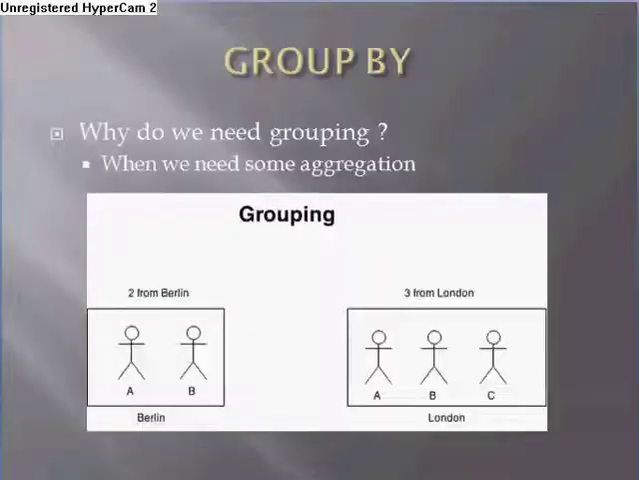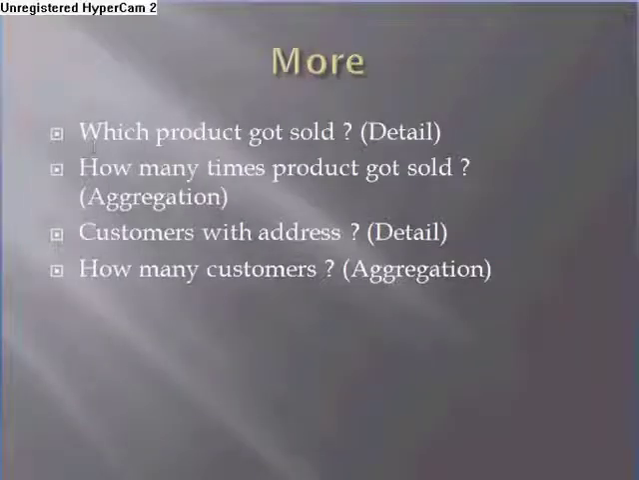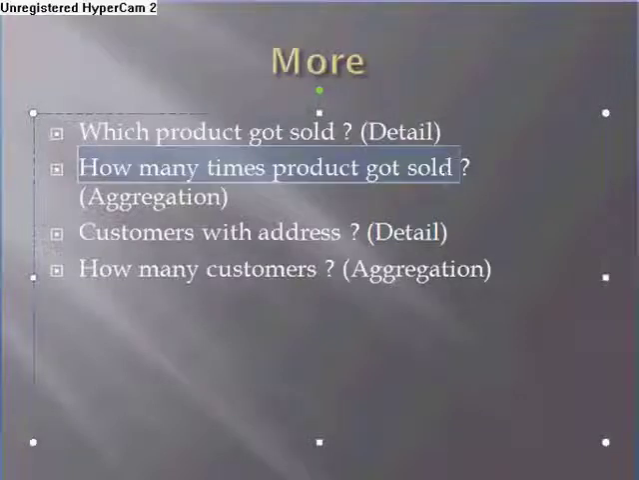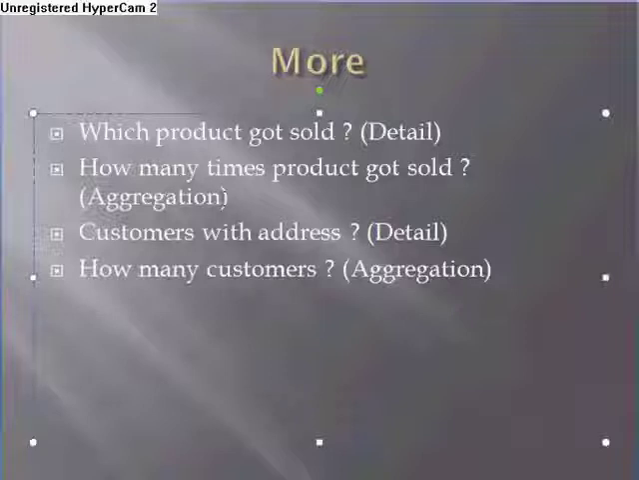Now let me explain what details and aggregation are. Suppose you are asking which product got sold. You are asking for the name of the product, so you are asking for detail. Now if you change your question to how many times the product got sold, you are doing aggregation, because you just want a summary, a number which denotes how many times you have sold this product.